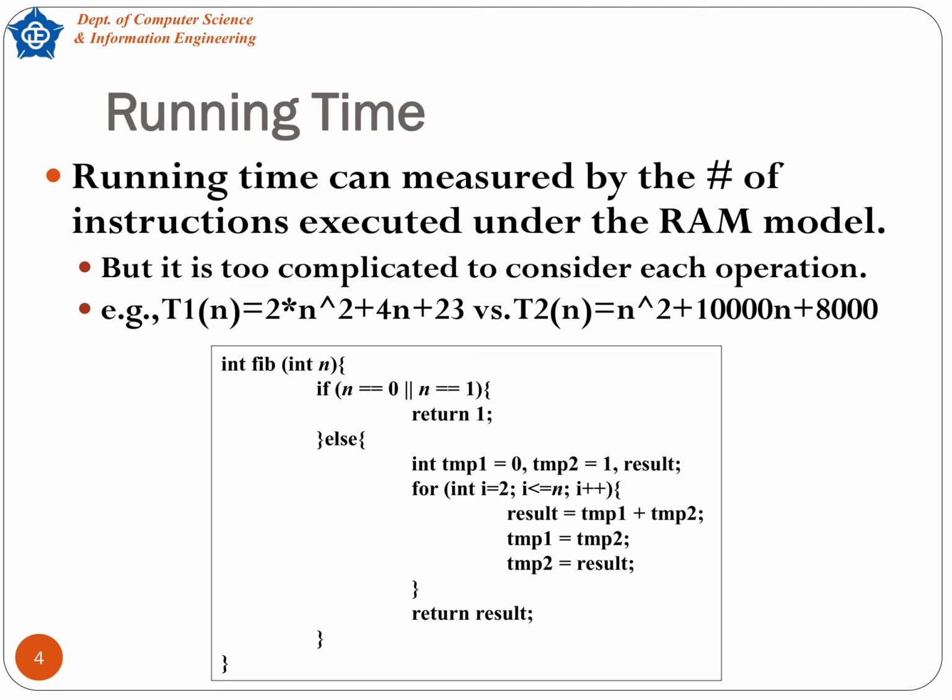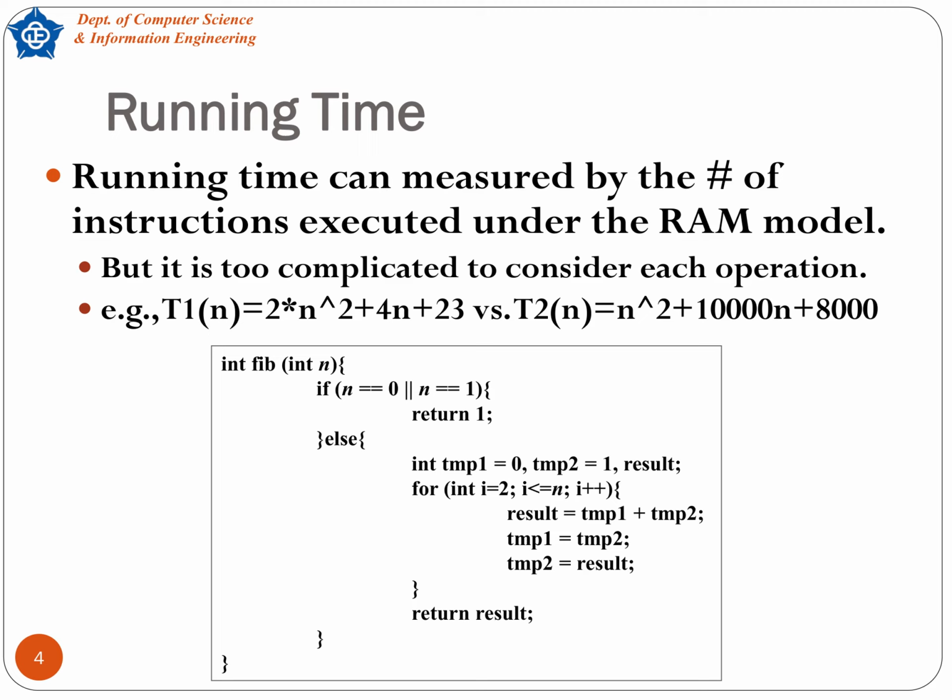Here, we introduce the idea of measuring an algorithm's running time by counting the number of instructions executed under the RAM model, but in practice, it's way too complicated to track every single operation. For example, compare these two quadratic running time formulas: T(n) = 2n² + 4n + 23, and T(n) = n² + 10,000n + 8,000. Both are O(n²), even though their constants and lower-order terms differ wildly.